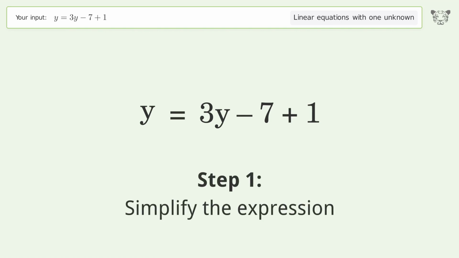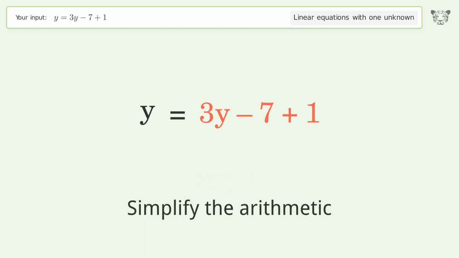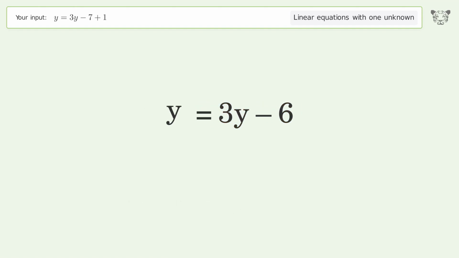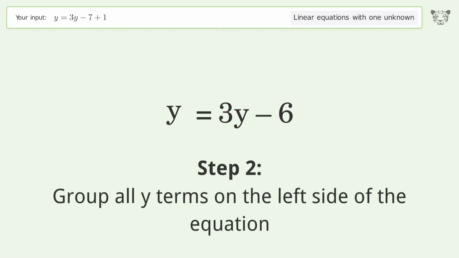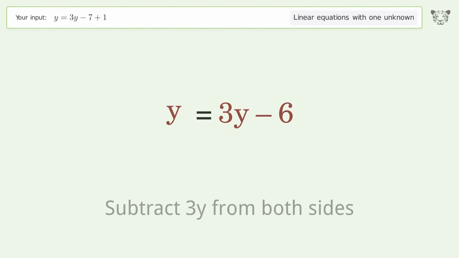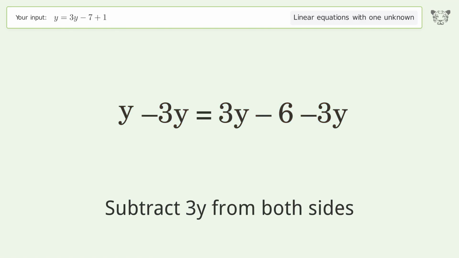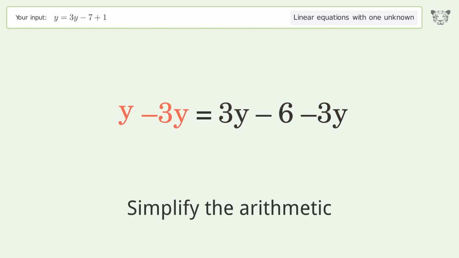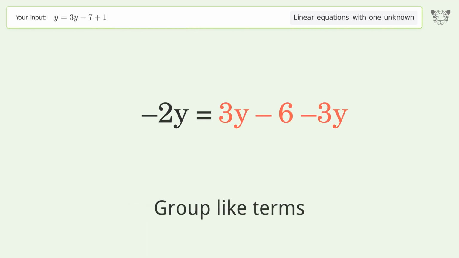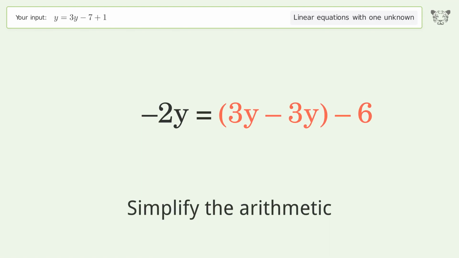Simplify the expression. Simplify the arithmetic. Group all y terms on the left side of the equation. Subtract 3y from both sides. Simplify the arithmetic. Group like terms. Simplify the arithmetic.